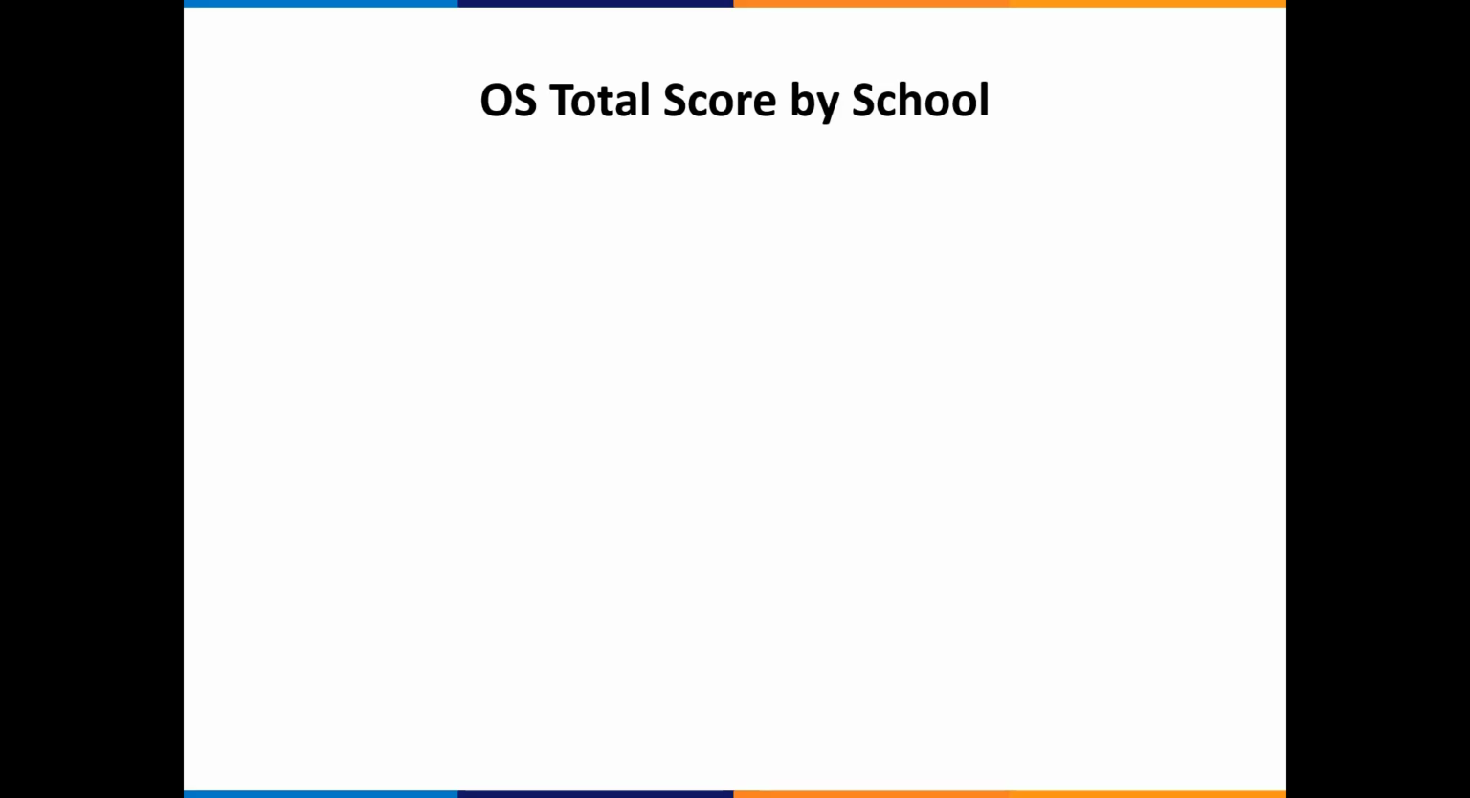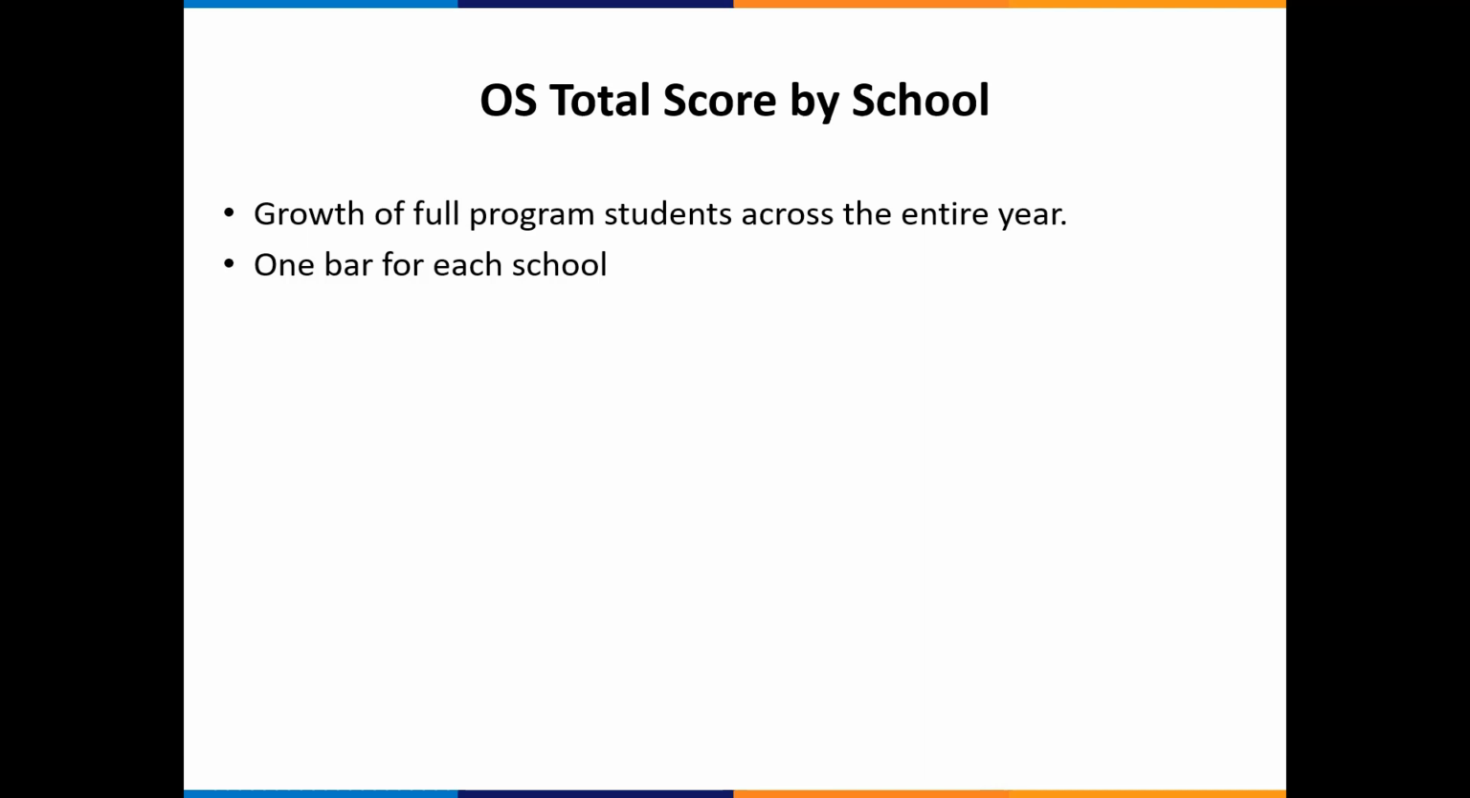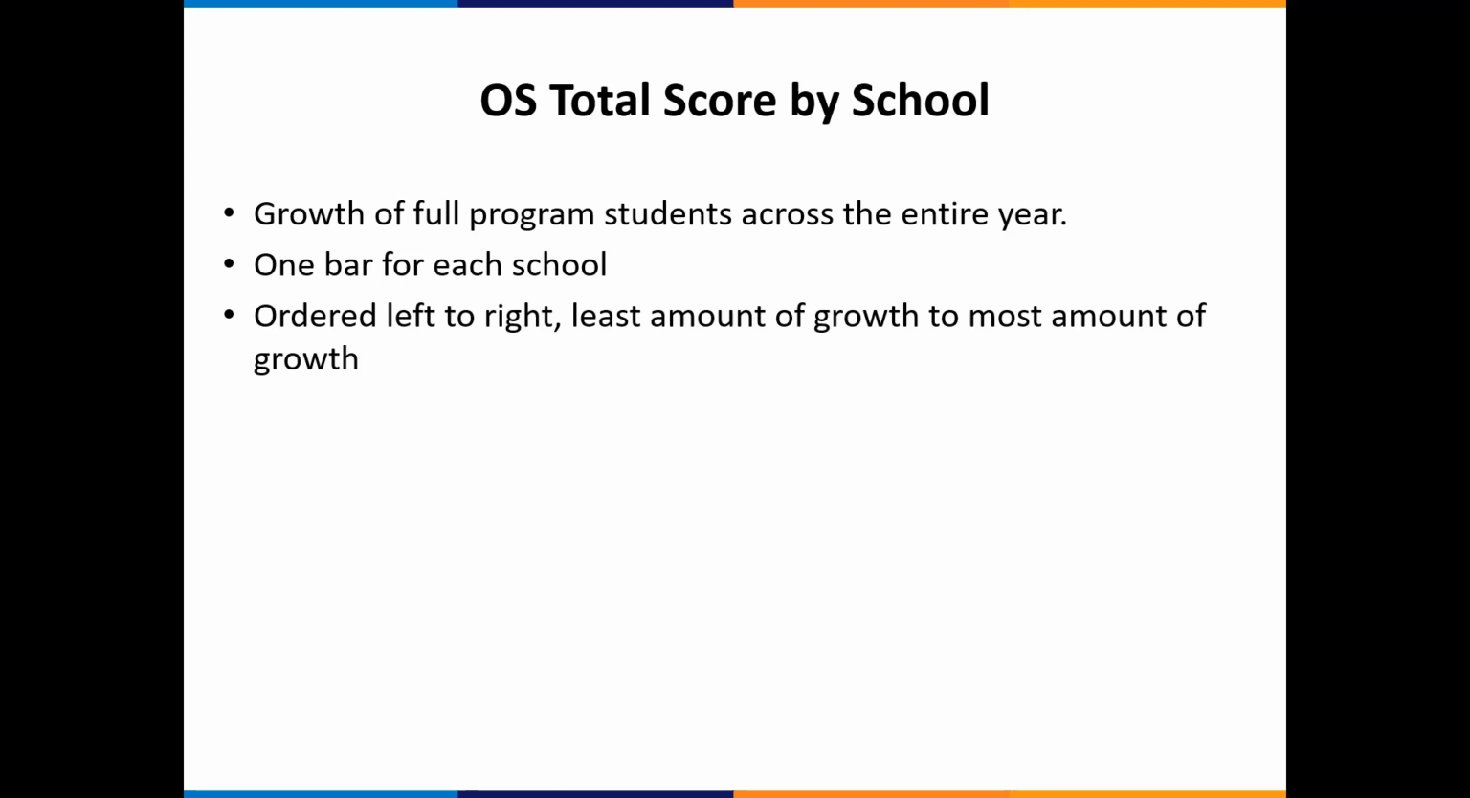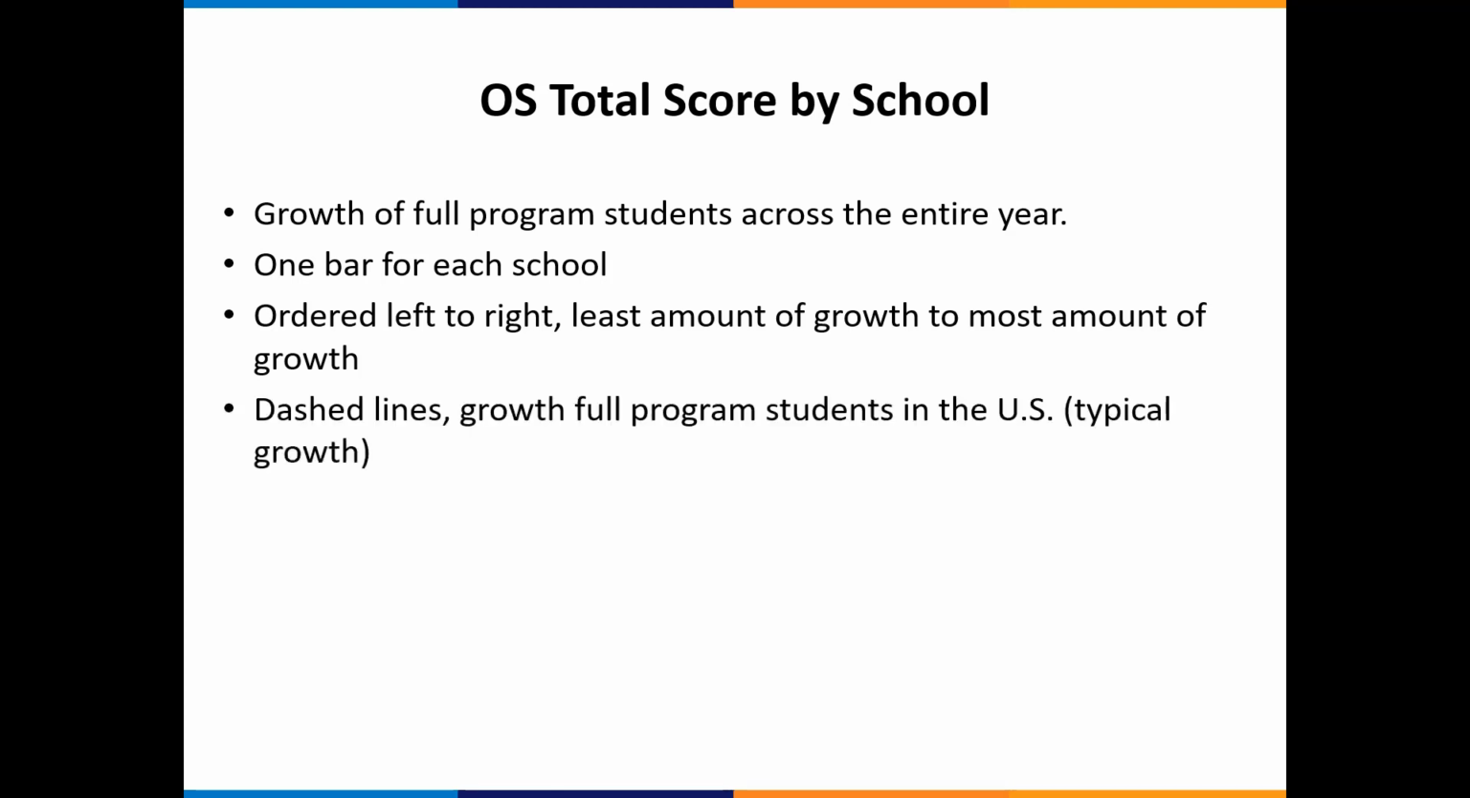All right, so as I said, we're going to be talking about our OS Total Scores by School report. So just a couple things before we get into it. Let me quickly talk about the design of the report. The report is going to show the growth of full program students across the entire year, from the start of the year to the end of the year. On this report, you will find one bar for each of your schools. Those bars will be ordered from left to right, from least amount of growth to most amount of growth.